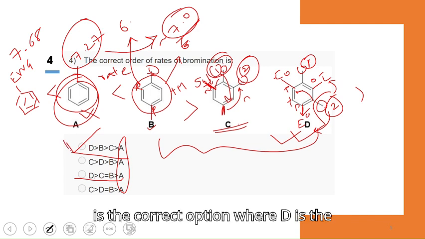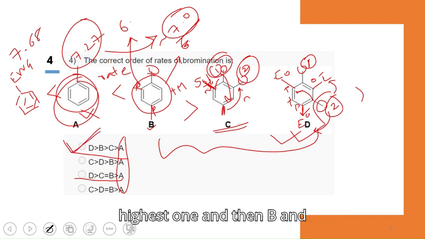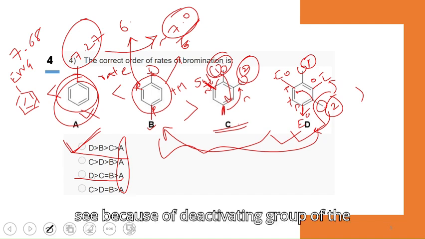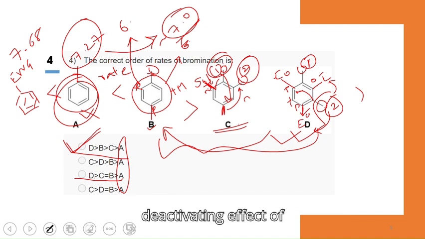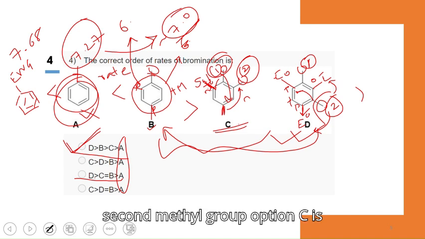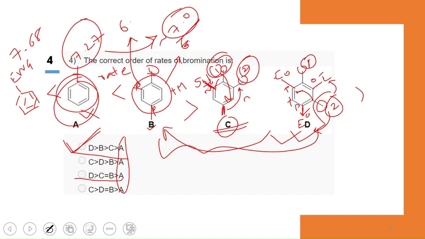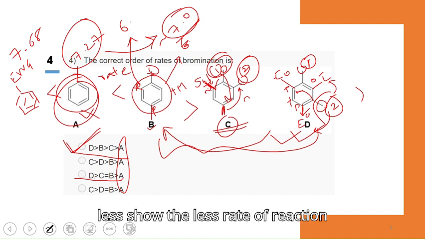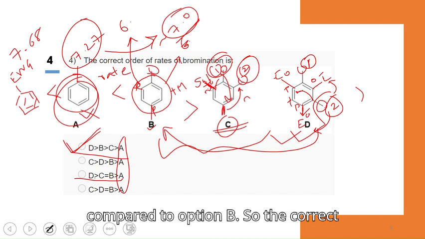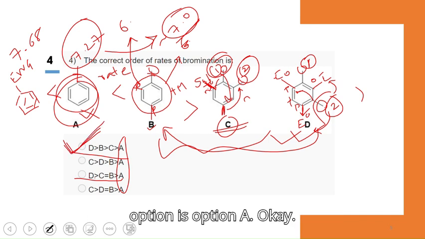So option A is the correct option, where D is the highest one and then B and C, because of the deactivating effect of the second methyl group. Option C shows a lower rate of reaction compared to option B. So the correct option is option A. Okay.